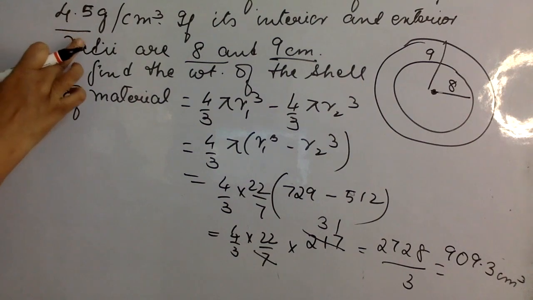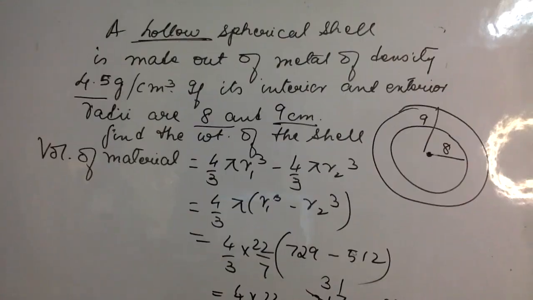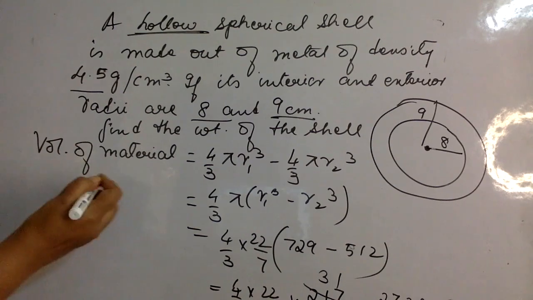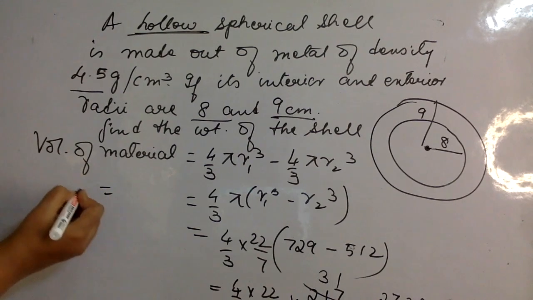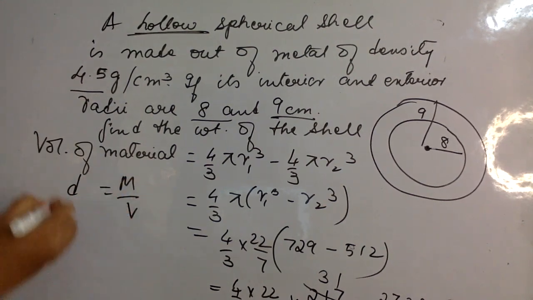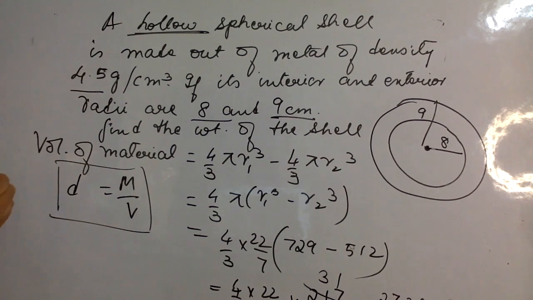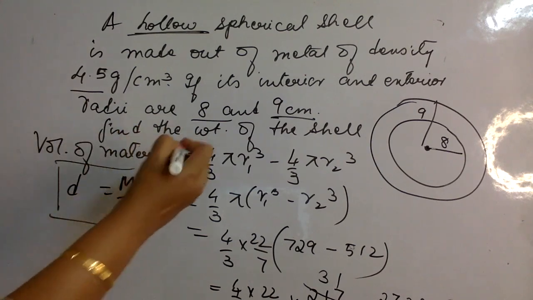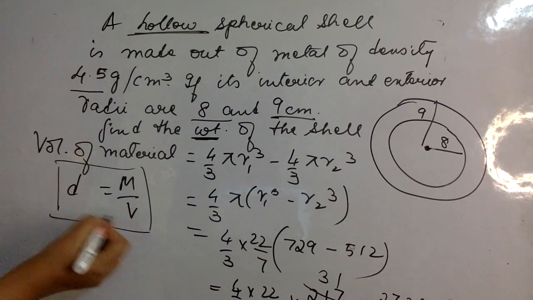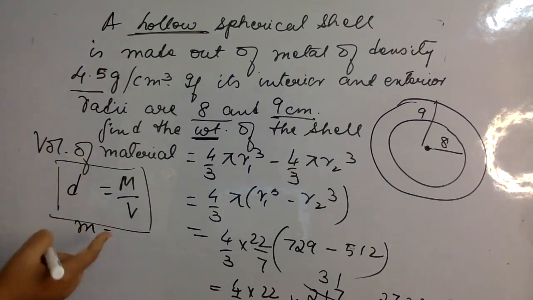But then density is given here as 4.5. Okay, if the density is given as 4.5, then we have to come back to this formula which says density is equal to mass per unit volume. This is the formula of density that we know. We know it from physics also. So now we are trying to find the mass. This is what they are asking. When they are asking for weight here, they are practically asking for the mass. So density into volume is mass.